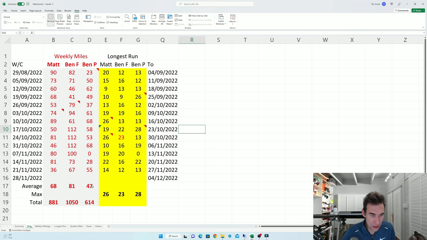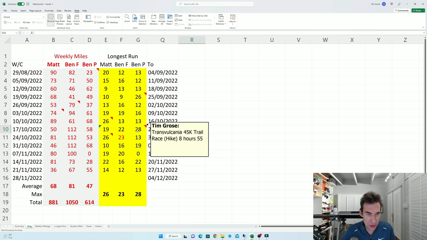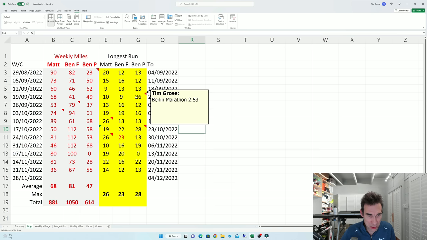Ben managed 47 miles for the period, but you can see that once he'd actually got over that period when he was just starting up again, he did hit some weeks where he was topping 60 miles. And his longest run was actually the 28 miles here in the 45K Transvolcania Trail Race, so it took him 8 hours 55 minutes. So a bit of an unusual long run, should we say, but yeah, he does like his trail runs, doesn't he?